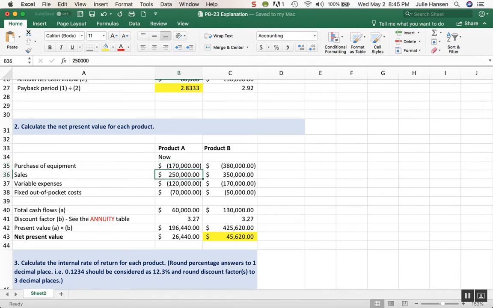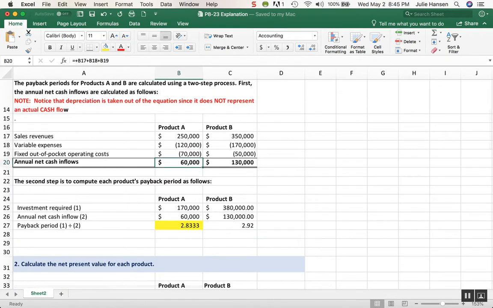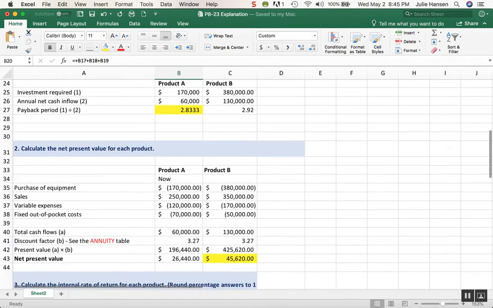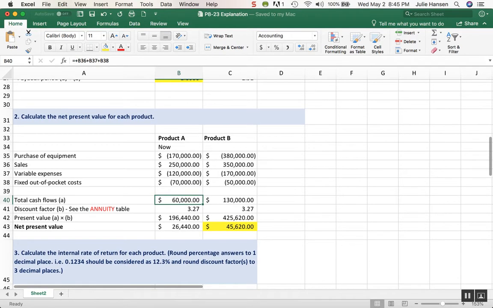Whereas the sales that are going to come in less the variable and fixed out-of-pocket expenses are outlays. Okay, so that's the net cash inflow. This is no different than what we had calculated up here, just so that you know we're talking about the same thing. Okay, so there are my net cash outflows, or excuse me, cash inflows.